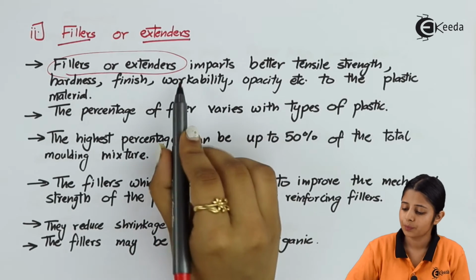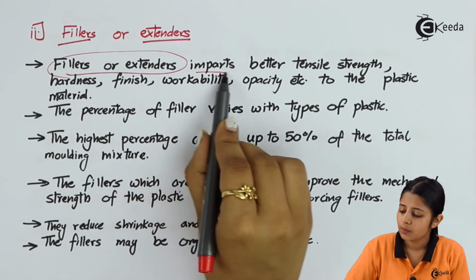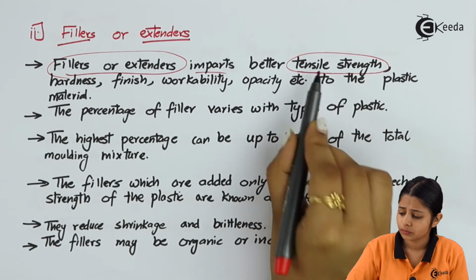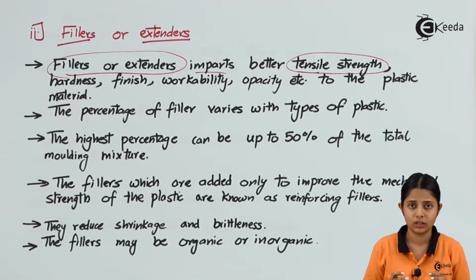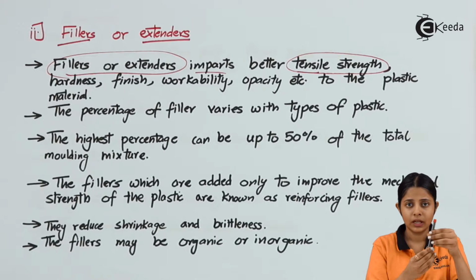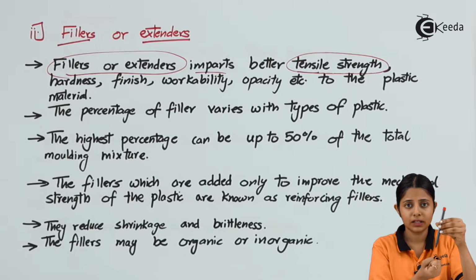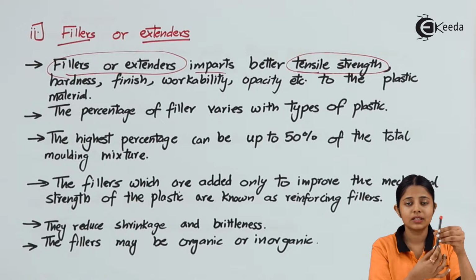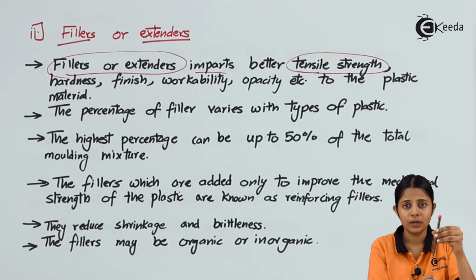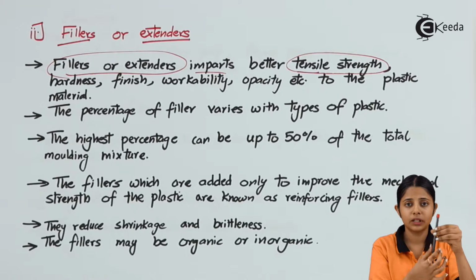Let us see a few of them. Fillers or extenders impart better tensile strength. What do we mean by tensile strength? If I have a plastic rod and to this plastic rod I am attaching certain weight, and because of that weight this plastic rod is getting extended. So if this plastic rod is getting extended, that means the properties of this plastic rod are getting changed. Firstly, this plastic rod was thicker, but as soon as I added certain weight at the bottom and it started getting extended, the diameter decreases and it becomes thinner and thinner.